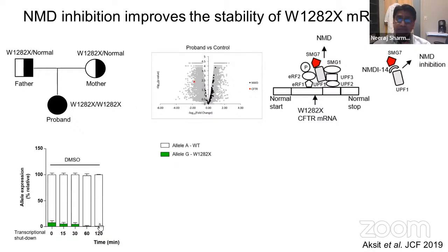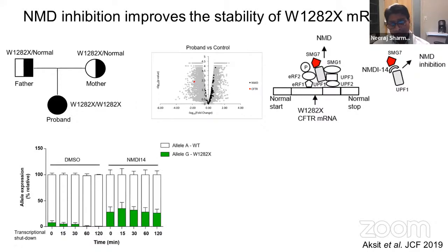In contrast, shown here again, I'm bringing you back to this illustration, when you use an NMD inhibitor that interferes with interactions between these two molecules of the NMD machinery, what we observe is that there is dramatic stabilization of the W1282X transcript.